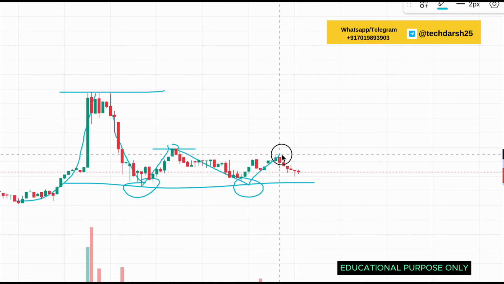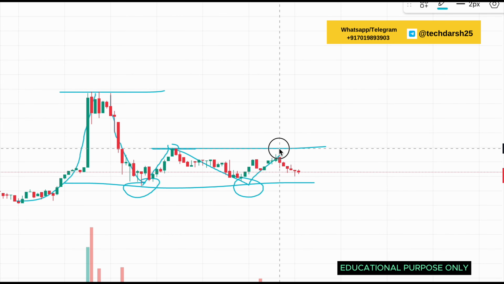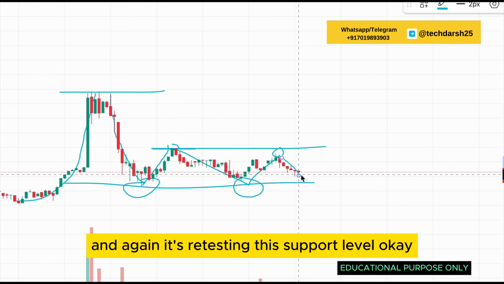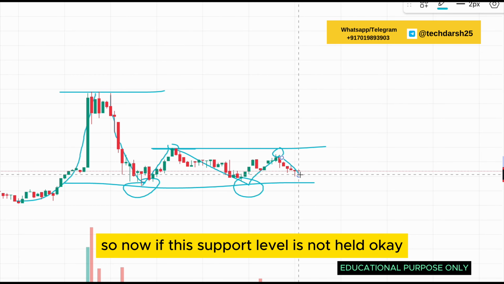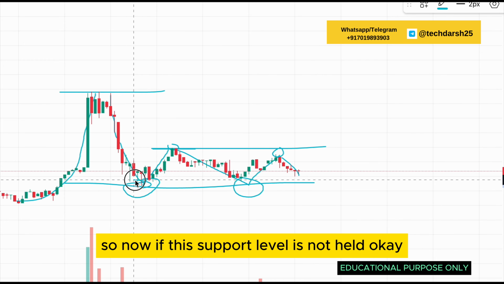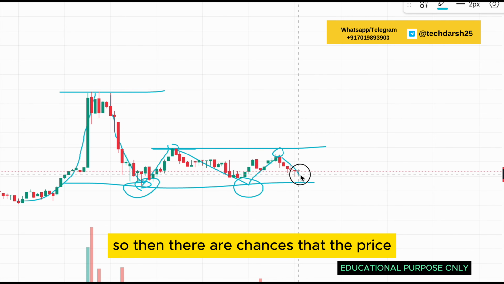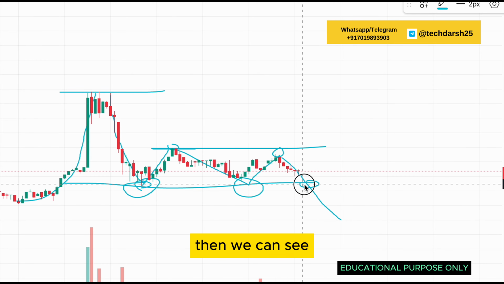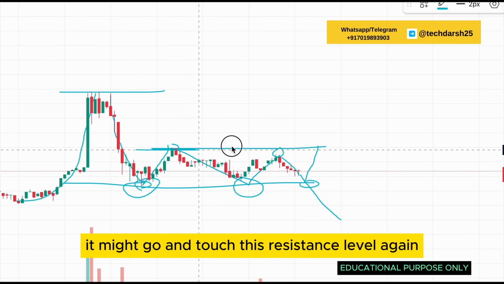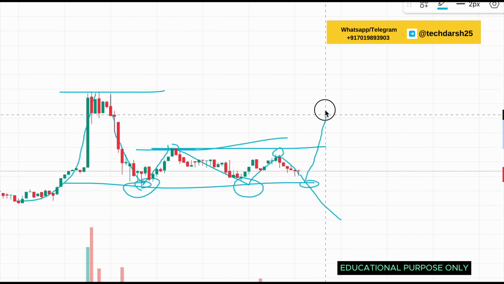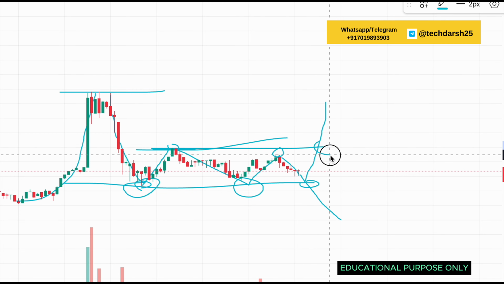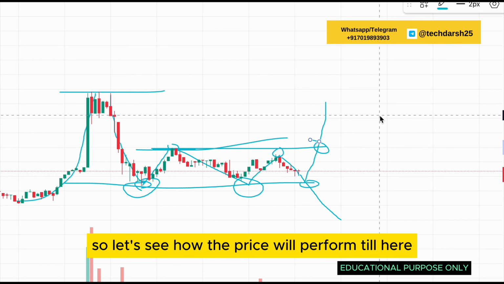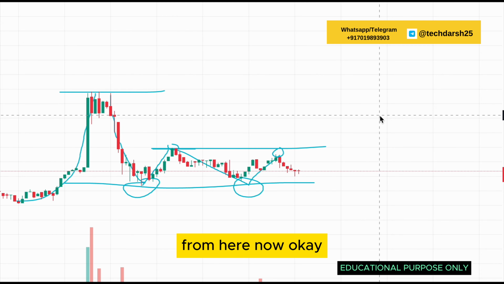Now again you can see here this resistance level has almost been touched, and again it's retesting this support level. If this support level is not held, then there are chances that the price might decrease from here, or if the support level is held, then we can see it might go and touch this resistance level again, or also go up from here if the volume comes. Let's see how the price will perform from here.